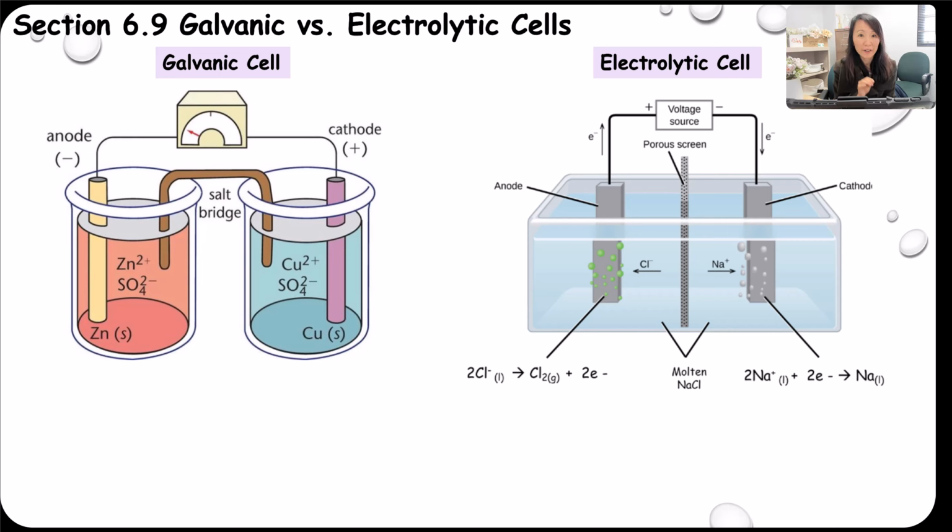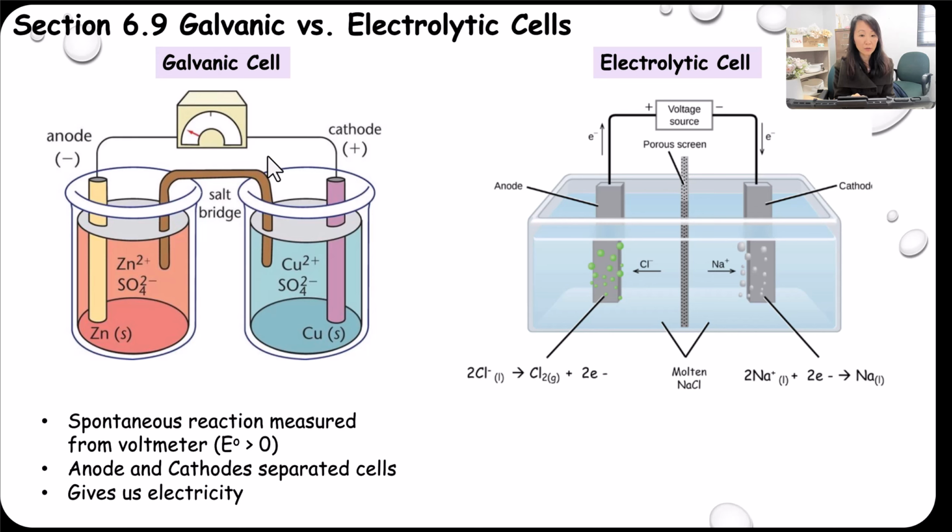I want to do a very brief summary and comparison between galvanic and electrolytic cells. There are two different cells. One cell on the left-hand side, the galvanic cell, also known as the voltaic cell, will have a reaction from anode to cathode, or the oxidation to the reduction process, that is spontaneous.